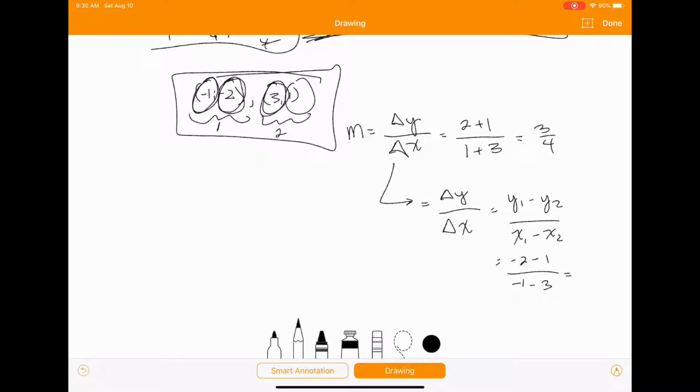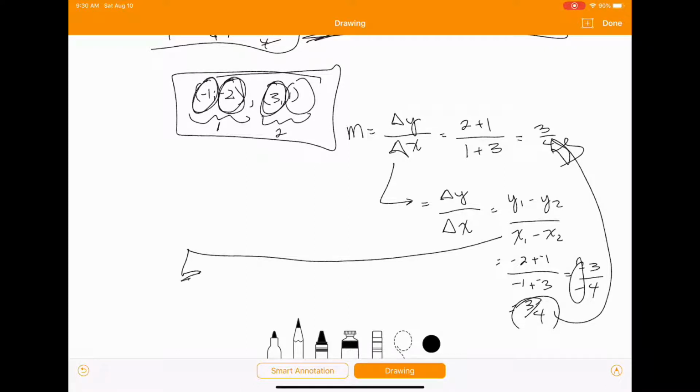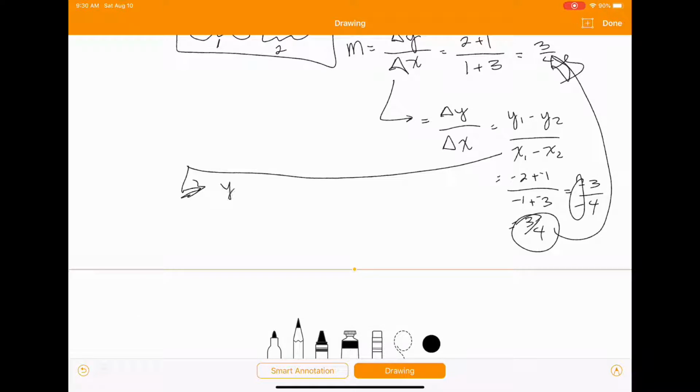So you'd end up with adding a negative, you'd end up with -3 over -4. So 2 negatives equal a positive, so you'd end up with a positive 3/4, which is the same thing you got there. Now again, you could do y2 minus y1, x2 minus x1. Again, just make sure you're consistent on your top and bottom. So you have 2 first on the top, make sure 2 comes first on the bottom, but it'll get you the same thing.